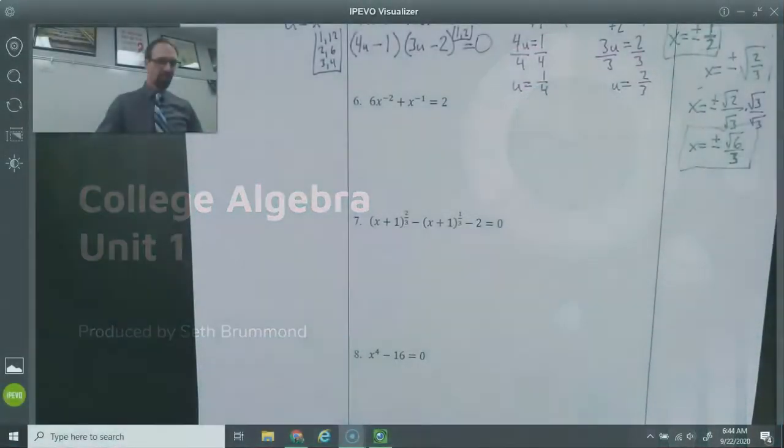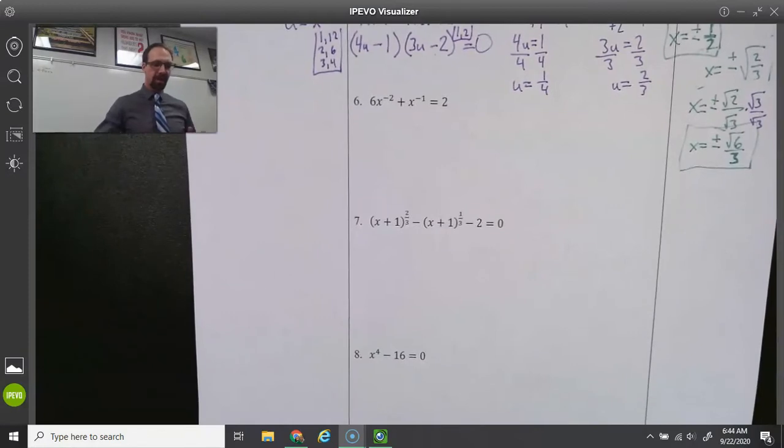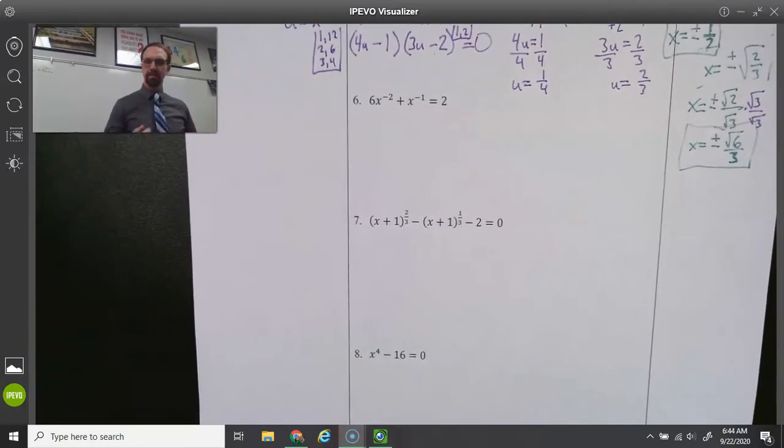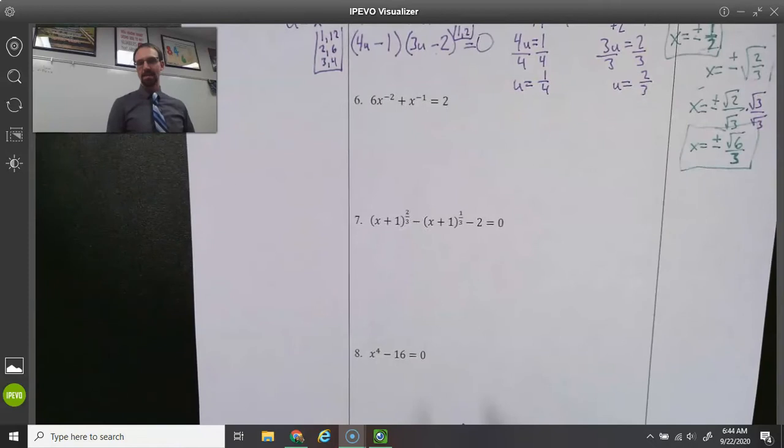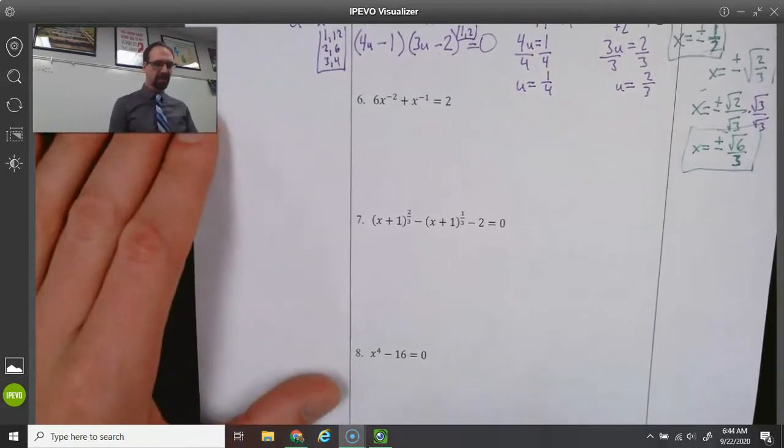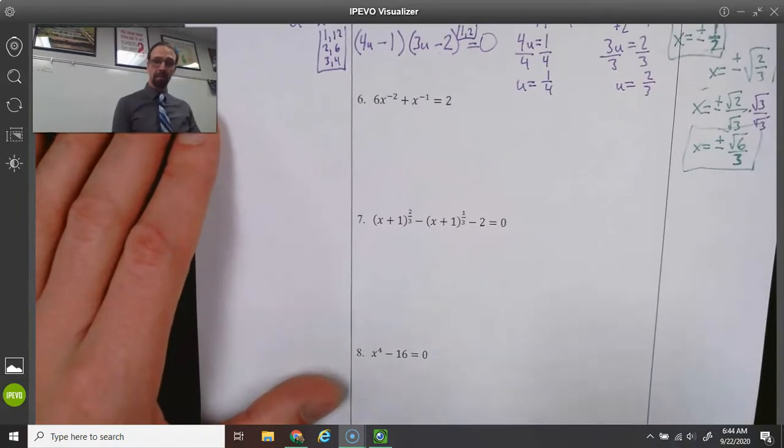We're solving equations in quadratic form. In this video we're going to be talking about a really special case of u-substitution with number 6, where we have 6 times x to the negative second plus x to the negative first equals 2. What I first want to do is get this into more of a quadratic form, where we set it equal to 0.